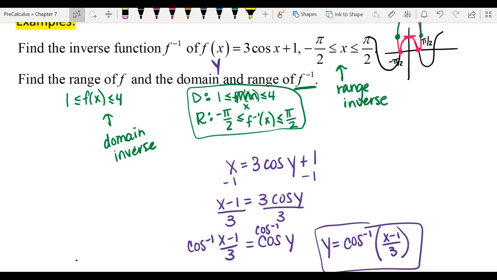F of x is technically y, yes. Yes. So to find your inverse function, you switch your x and your y. You always have to solve to get y by itself, to get your true inverse equation, or your function.